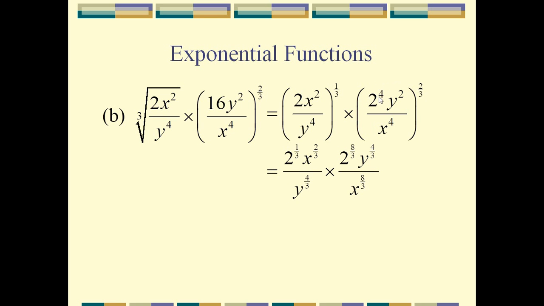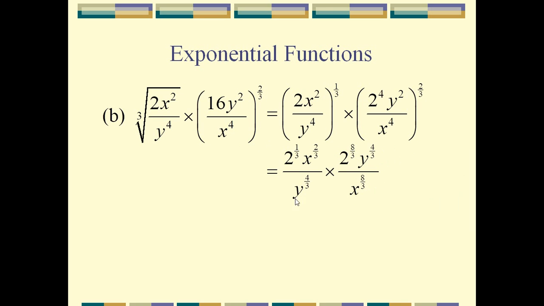Similarly, here 2 to the power 4, the 4 will be multiplied with the 2 over 3, so you get 8 over 3 here. And this power 2 will be multiplied with 2 over 3, you get 4 over 3 here. And the power 4 in the denominator is also multiplied with 2 over 3. Don't miss any expressions inside the bracket. You will distribute this power to every individual term in the expression.